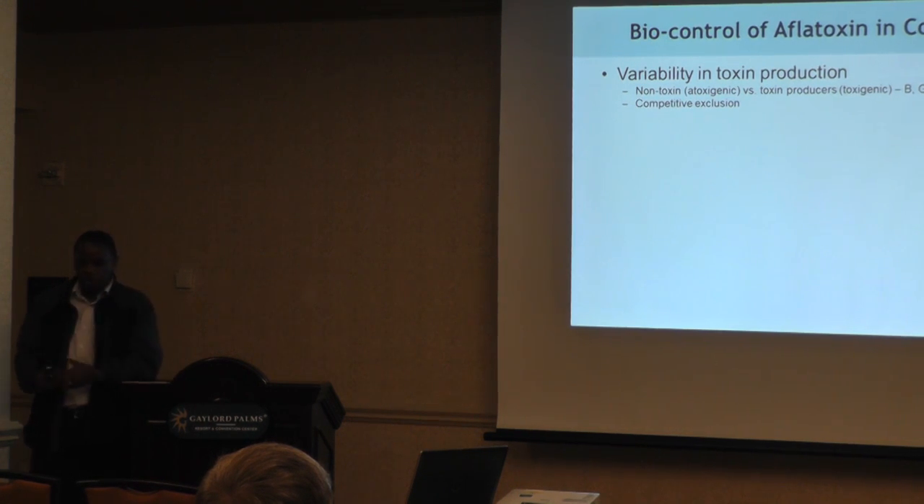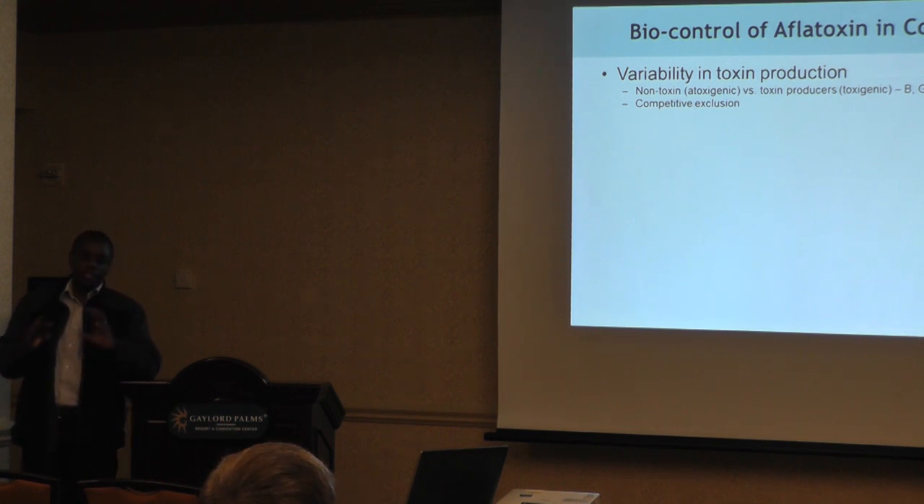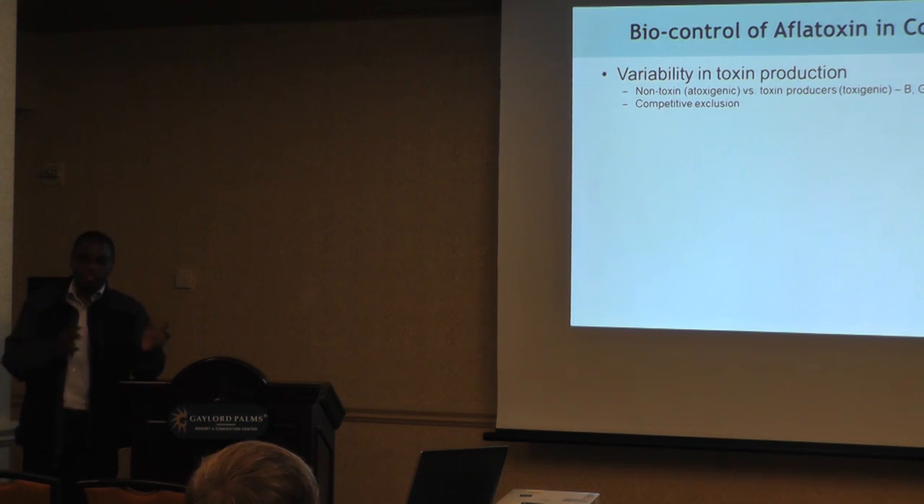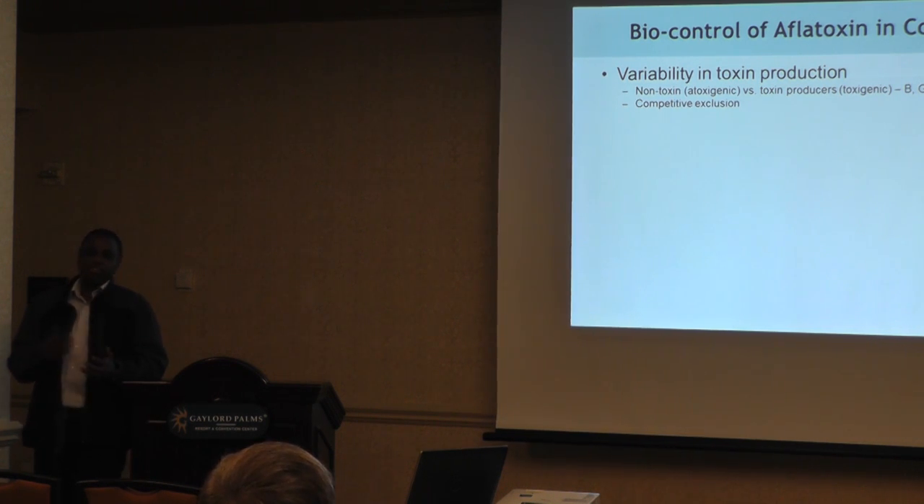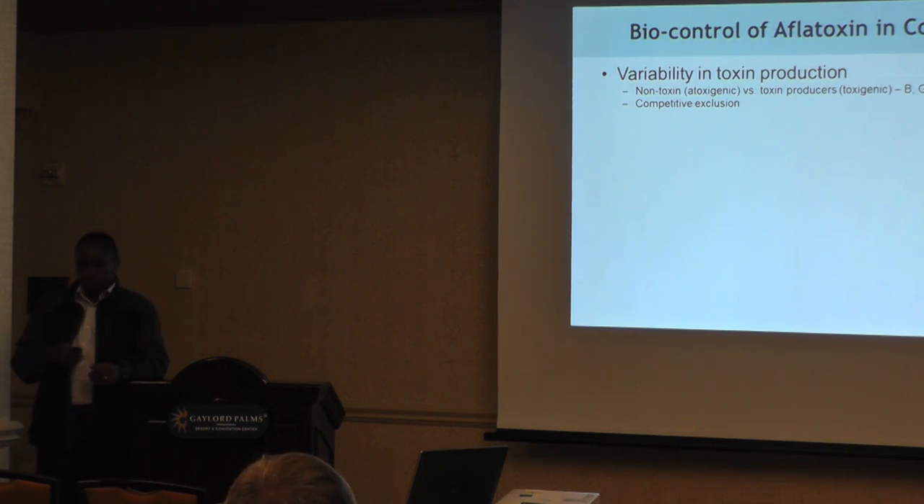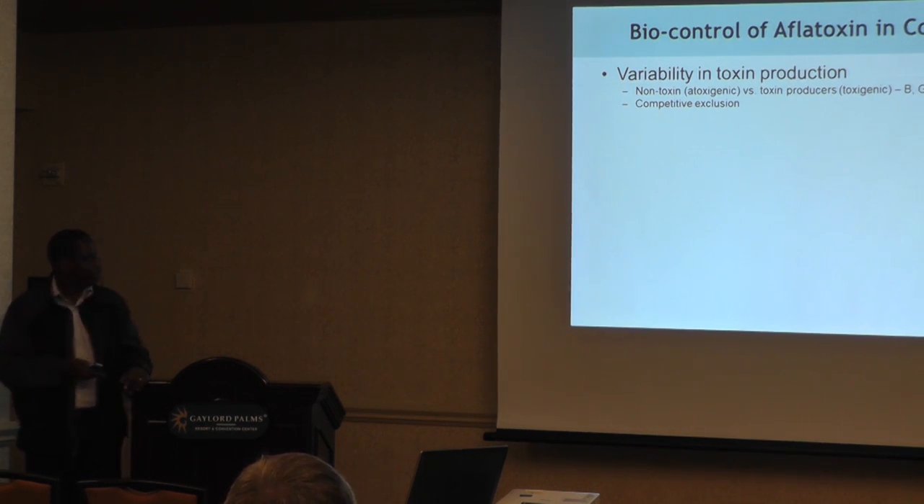As far as biocontrol is concerned, variability in aflatoxin production is the key. The toxin profiles vary. We have the atoxigenics that don't produce the toxin at all, and then we have the toxin producers. The atoxigenics can be applied in the season to competitively exclude toxin producers, thereby reducing the amount of toxin formed within the kernel.